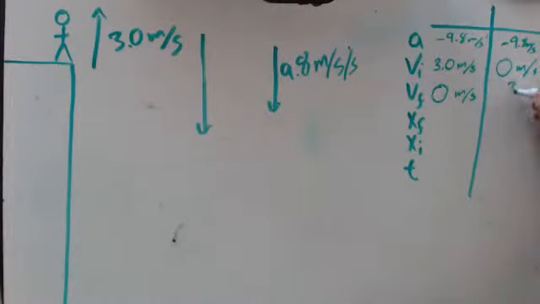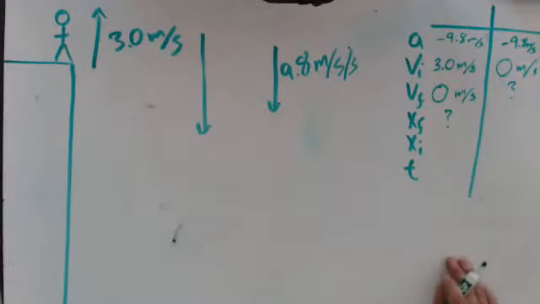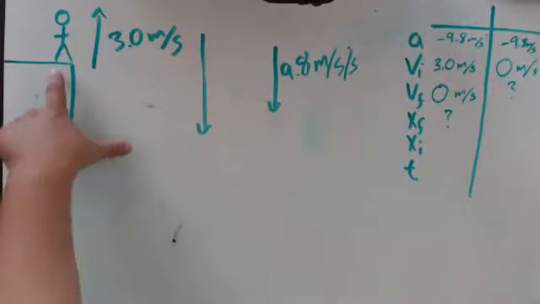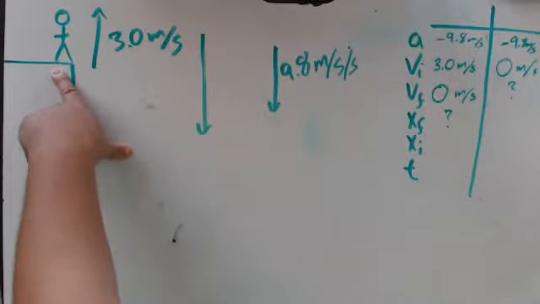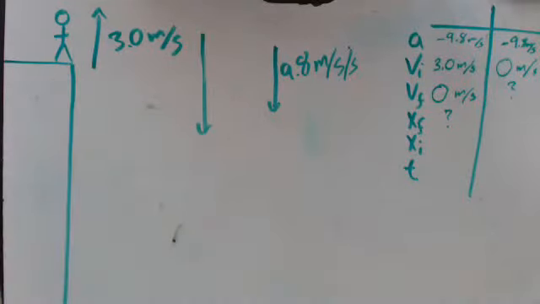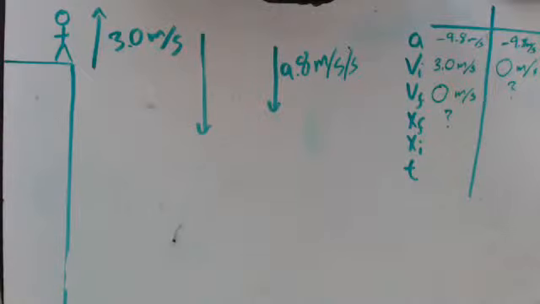I don't know what this is, not yet. The final position, I don't know. My initial position, I do know. It starts on the top of a building. Now, there's a couple of things I can do. I can say that this point is going to be my 0 position, where everything is measured from, or this point down here is my 0 position. Either one of them will give me the correct answer. What I am going to do is say that this is my 0 down here.